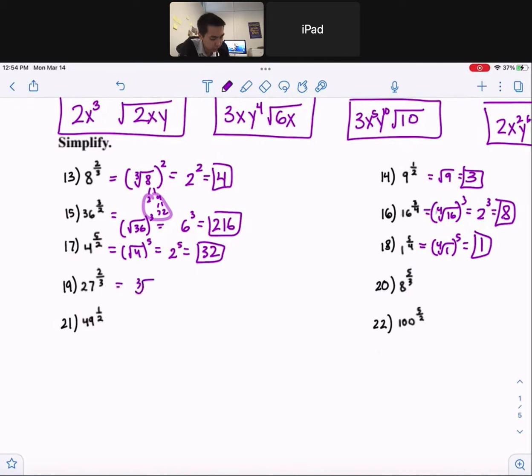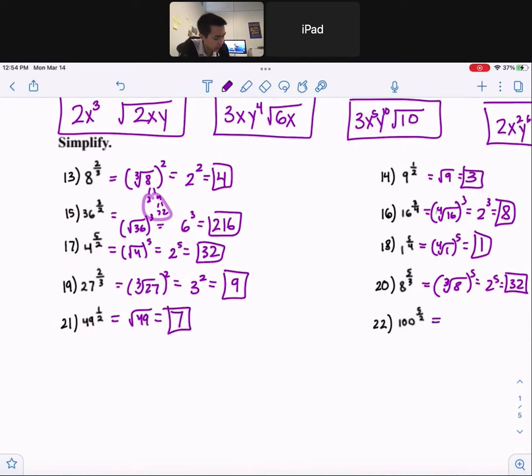19, the cube root of 27, all raised to the second. The cube root of 27 is 3, and 3 to the second is 3 times 3, 9. The cube root of 8, all raised to the 5th power. So it's 2 to the 5th, which is just 32. The square root of 49, that's just 7. And the square root of 100 raised to the 5th power, well, that's 10 to the 5th, which is 100,000, or 1 with 5 zeros, right? So there's that.